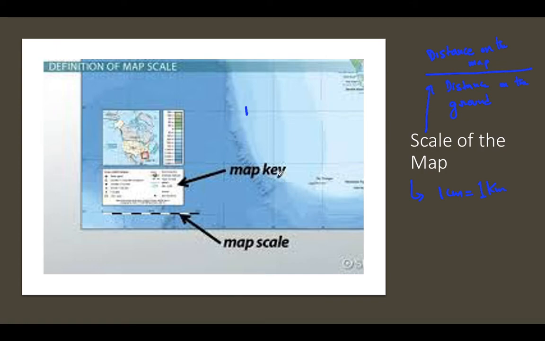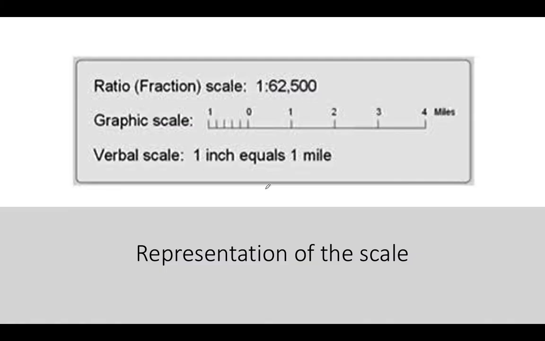The distance on the ground is huge. On the map it is just a small dot, but if you walk through that on the ground, then you can realize that it is enough. It's a huge distance. Clear? So scale is the ratio between the distance on the map and the distance on the ground. Clear?